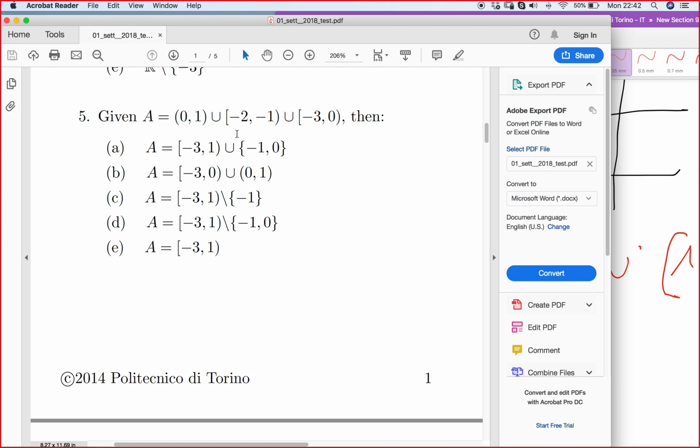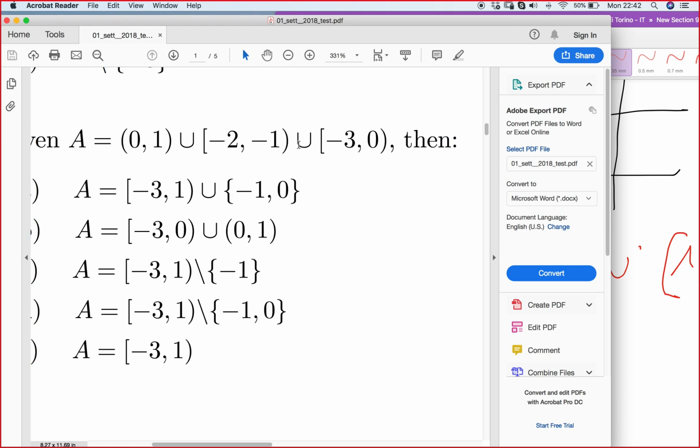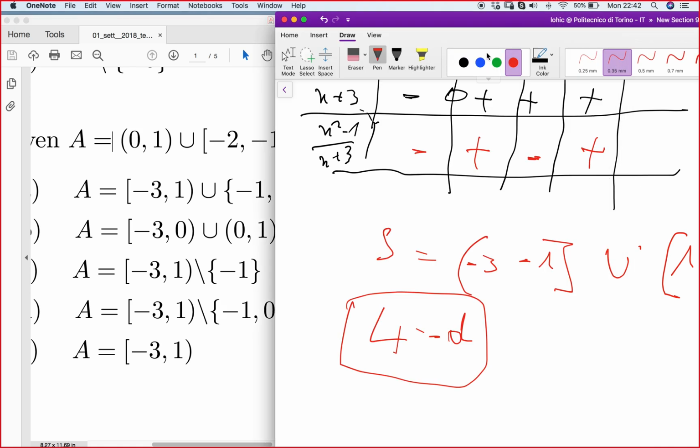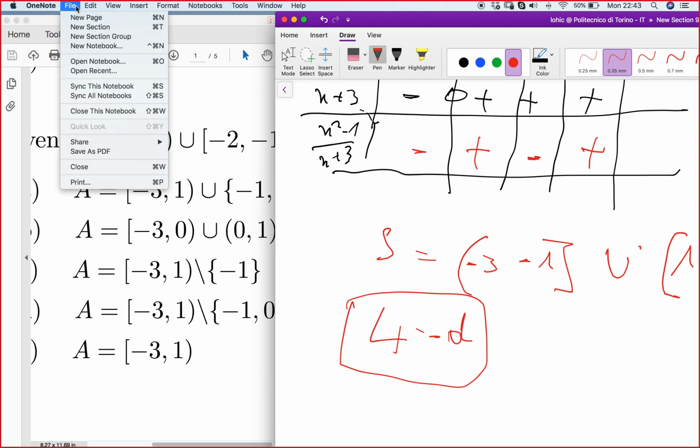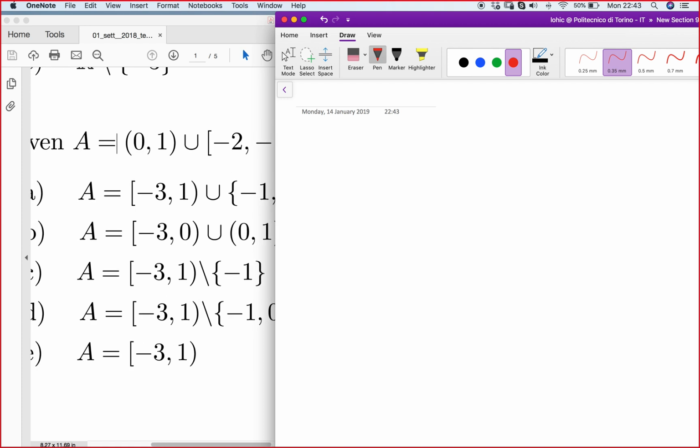Given this set, the set A is given like this. Then we have to understand which one of these sets corresponds to A. When you have this kind of exercise, this is typically one of the easiest exercises that you may have at the exam. So we have the set A.